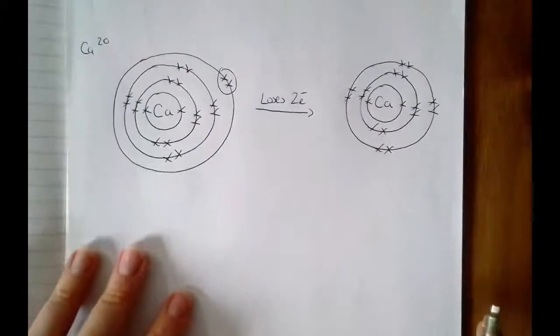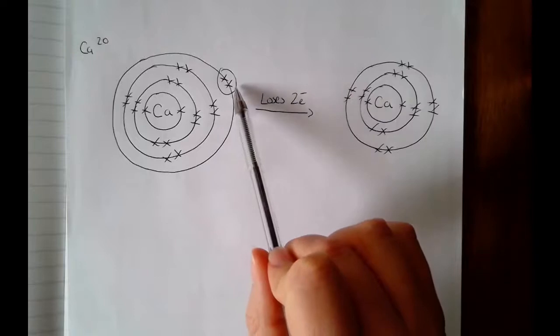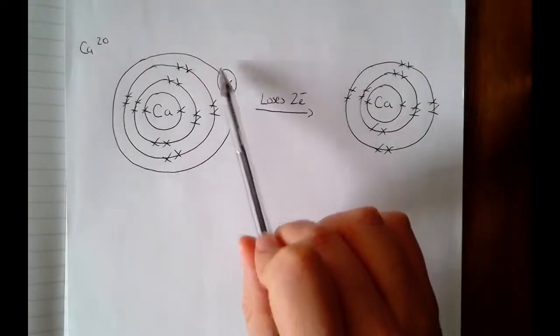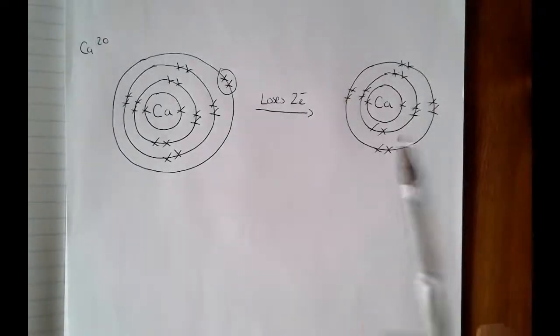And again, if we look at the full drawing of calcium, you'll be able to see why it loses 2. So in its fourth shell, which is its outer shell, it's got 2 electrons. If it loses those 2 electrons, the third shell becomes the outer shell, and the third shell is full.